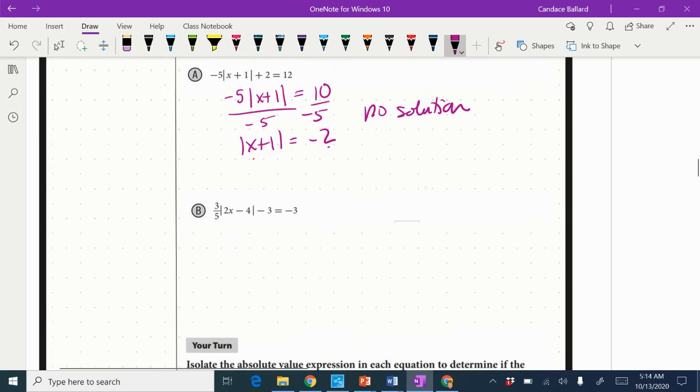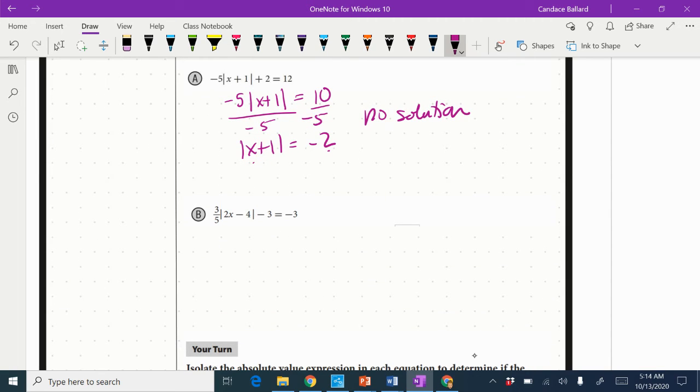Okay. All right, on this one, we are going to add the 3 to begin with. So I'm keeping everything else. I'm going to add the 3 over. So I get negative 3 plus 3 is going to be 0. Okay, so this one, in theory, what they said was right, should only have one solution. I'm going to take this to the other side by multiplying by the reciprocal. So when I do that, these guys cancel and I get absolute value of 2x minus 4 equals 0.